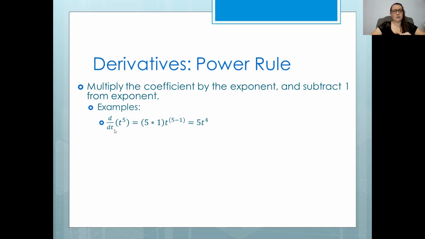So the derivative of t to the fifth using the power rule is 5t to the fourth. Okay, so again, that's the derivative of this function with respect to time. That gives us this result.